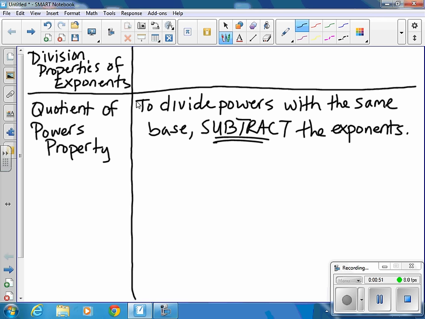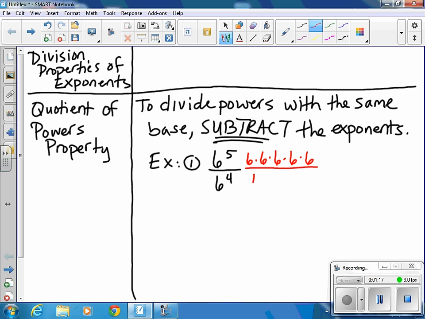All right, so the examples I'm going to show you are going to demonstrate what this property is about. The first one is 6 to the 5th power divided by 6 to the 4th power. I'm going to show you the long reason behind why this property came about, but then we'll use the shortened version because it's meant to be shorter. 6 to the 5th power is 6 times 6 times 6 times 6 times 6 if you had to write it all out.